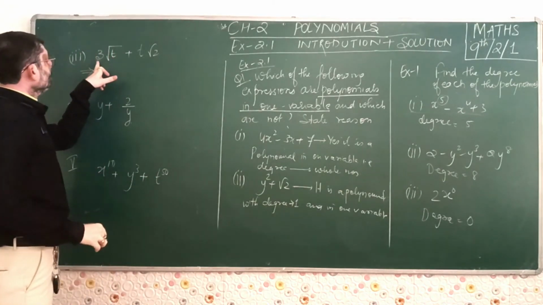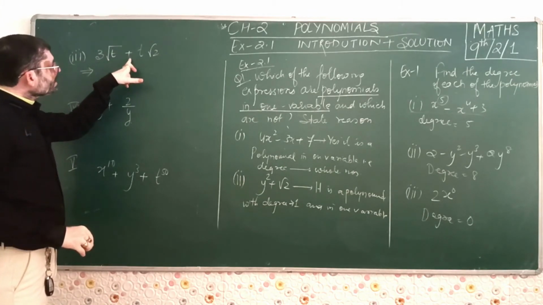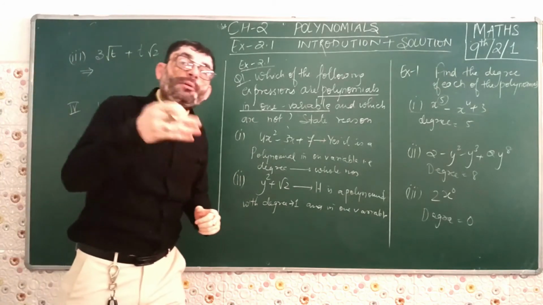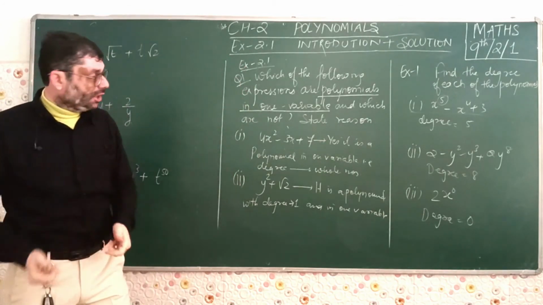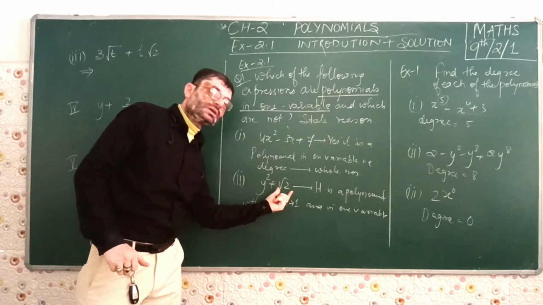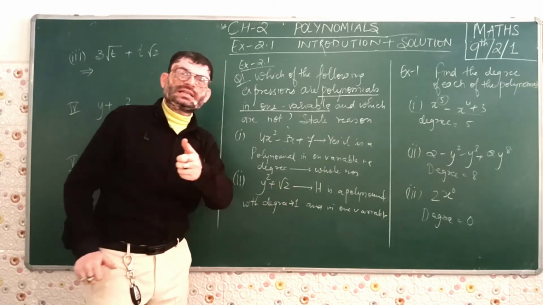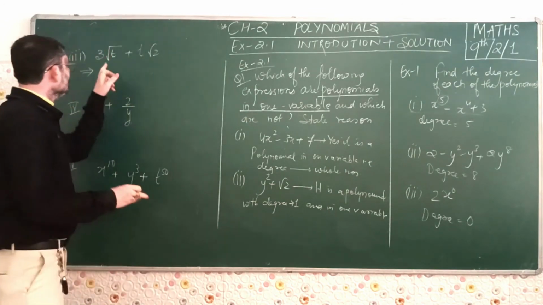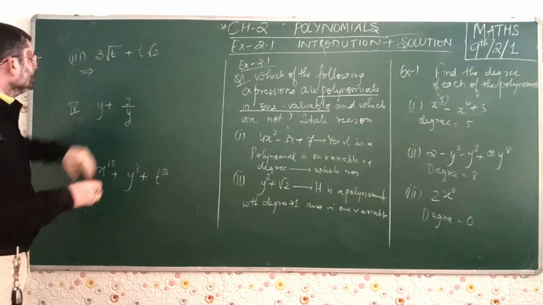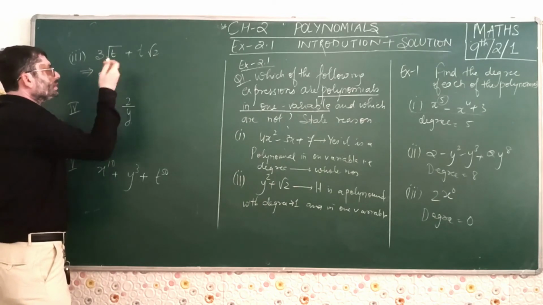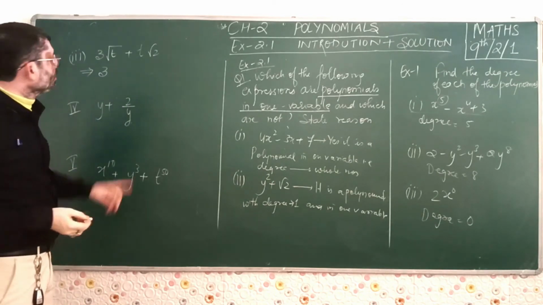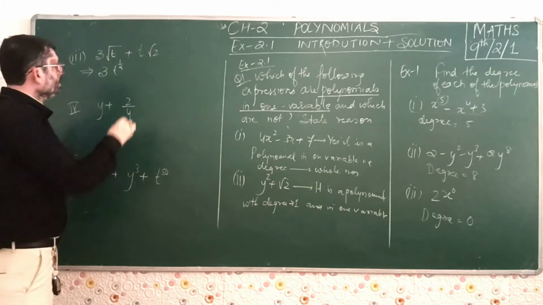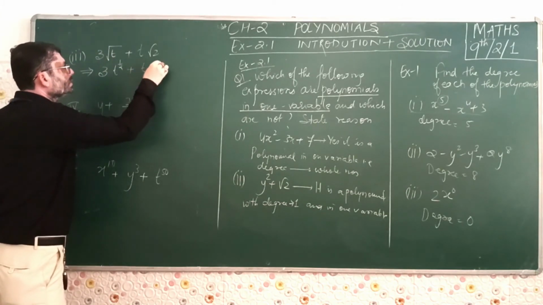If you see 3 root t plus t root 2, now we have to check the degree of the polynomial and not of the constant. If you see here, this was a constant. That is why we didn't check the degree. We are interested in the degree of the variable that we are using. So here the variable is t and this is 3 root t. We have gone through the laws of exponents, that root t can be written as t to the power 1 by 2, plus t root 2.